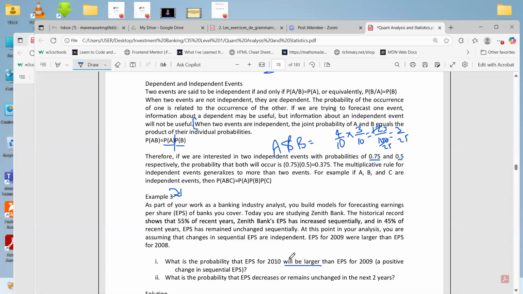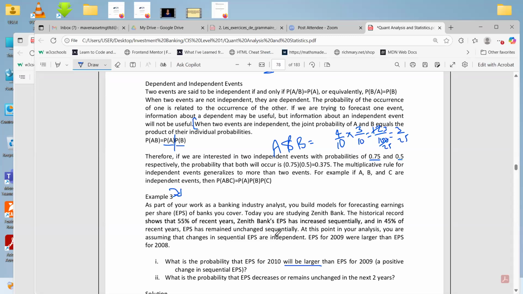All right, so let me ask again. What's the probability that EPS for 2010 will be lower than EPS for 2009? Anybody? 45%. That's 100 minus 55. That will be lower or remain stagnant. And in 45% of recent years, EPS has remained unchanged. Okay, so maybe that's what we were given. Negative and remained unchanged, we can group that together.